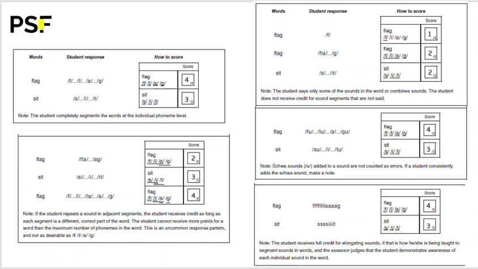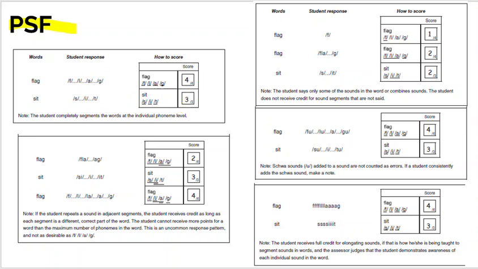Alright, in this video we're going to go over some common phoneme segmentation fluency scoring, as well as some rare occurrences in the scoring as well. So if the student completely segments the word at the individual phoneme level, in this example they say f, ul, a, g, we underline each of those. S, it, t, we underline each of those. They get 4 and then 3.